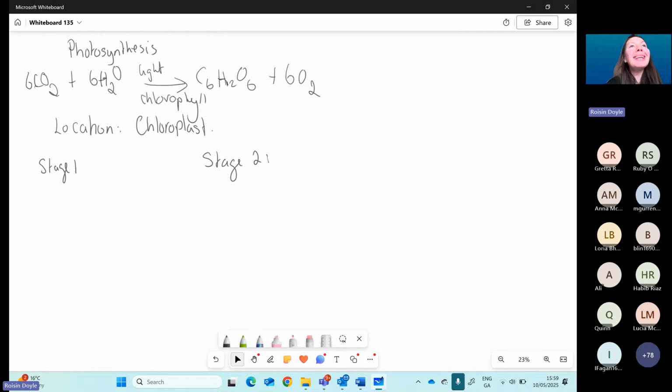Now, there is an alternative name. What alternative name can be given to it? Stage 1 is called the light stage and stage 2 is called the dark stage. What alternative name, Róisín, can be given to the light stage? Of course, it can be called the light dependent stage. And of course, the dark stage can be called the light independent stage.